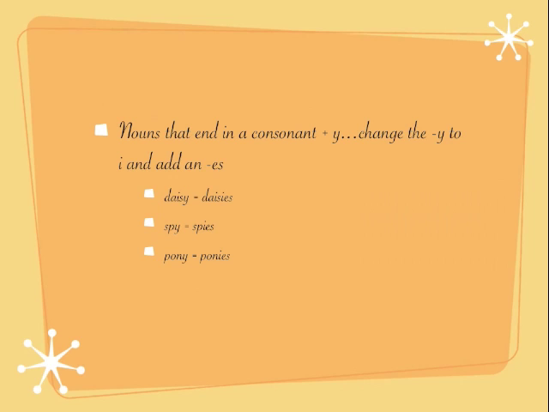The next kind of noun that needs to be turned into a plural are ones that end in Y. And we have different rules for those that are consonants and those that are vowels. So we'll start with the consonants. Nouns that end in a consonant plus a Y, you change the Y to I and add ES. So the examples I have for you right now are daisy, spy, and pony. So if you can think of any more, you can write those down as well.